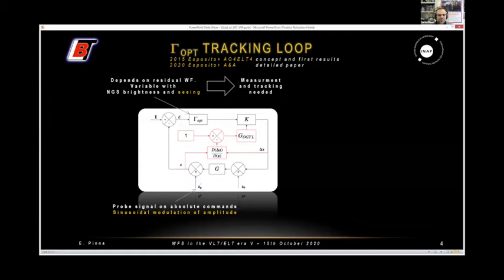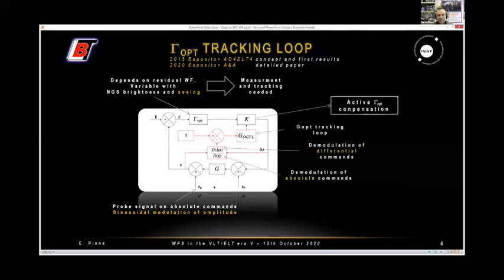So it could be one mode of several modes modulated in amplitude, okay? And then what you do, you demodulate the absolute commands to be sure that what is currently applied was actually applied on the mirror, because you are in closed loop.